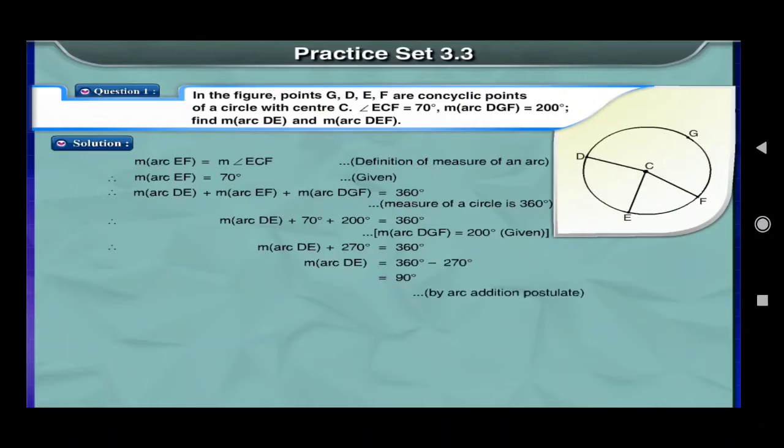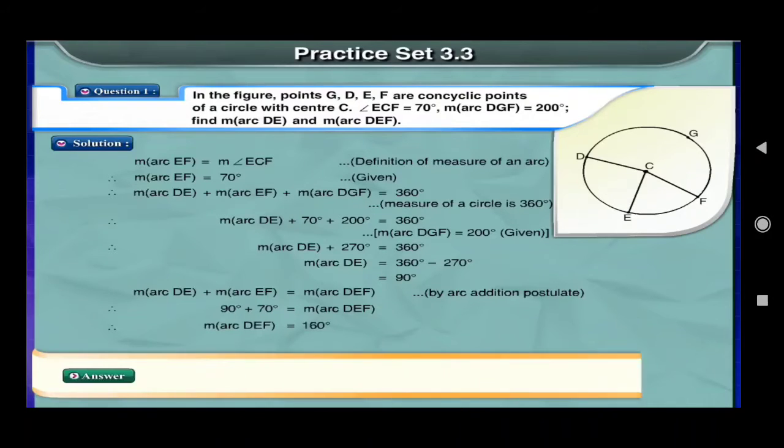Now, by arc addition postulate, measure of arc DE plus measure of arc EF is equal to measure of arc DEF. Therefore, 90 degrees plus 70 degrees is equal to measure of arc DEF. Therefore, measure of arc DEF is equal to 160 degrees. So here's the answer. 1. Measure of arc DE is equal to 90 degrees. And 2. Measure of arc DEF is equal to 160 degrees.